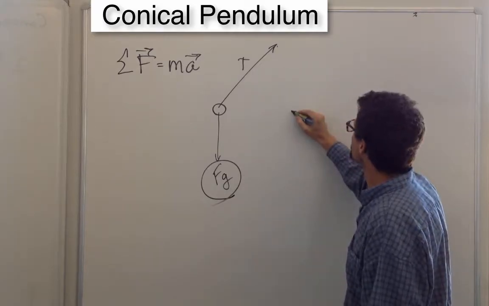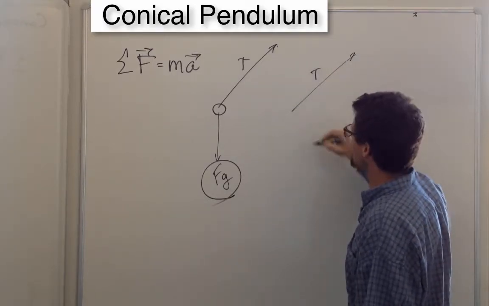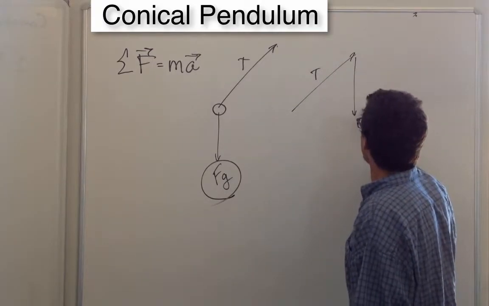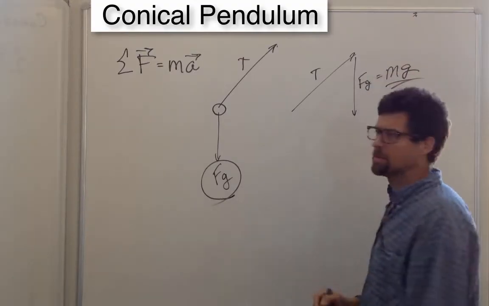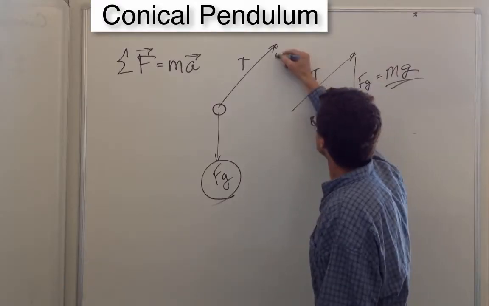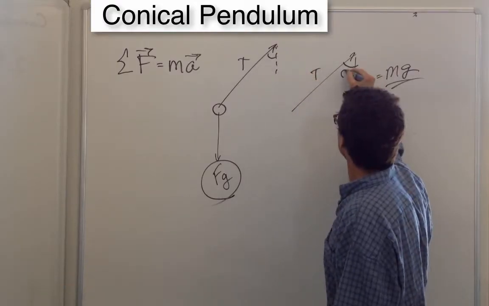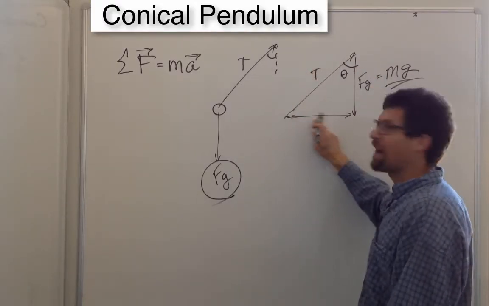And so if I were to do this problem, I would say here's the tension, here's the force of gravity, which is equal to mg. I know that. And then I know this angle must be equal to that angle. So I can find out what this is.